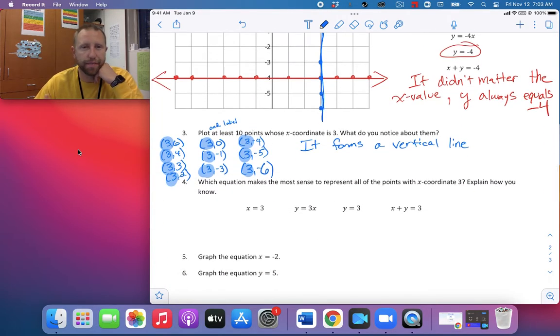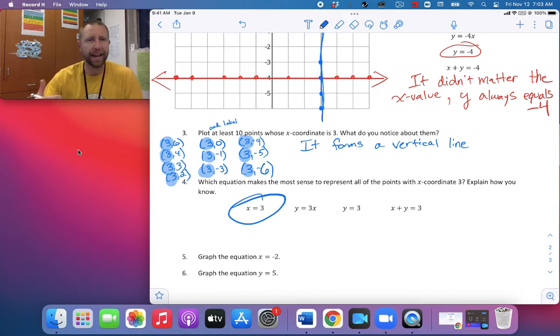Well, this time, it's the opposite. Look, our y value changed. Look at all of those ordered pairs, right? The y value changed, but did the x? No. The x always equals 3. That's why that equation fits for that vertical line, okay? These special graphs, you'll notice, don't have both variables, right? Most of our equations have both variables.